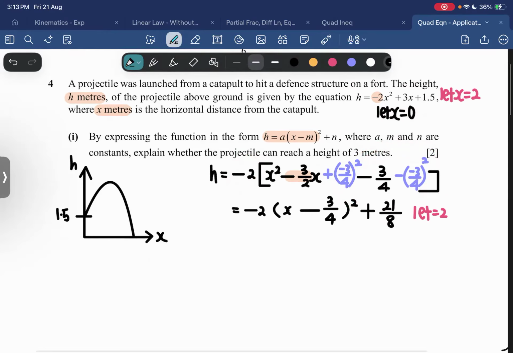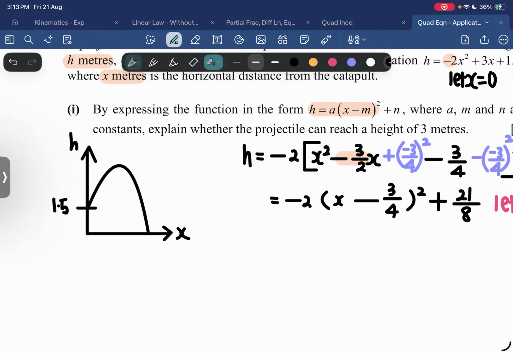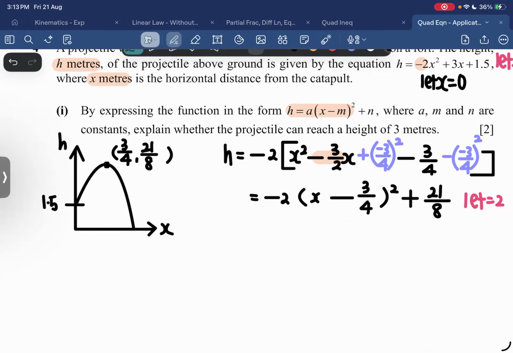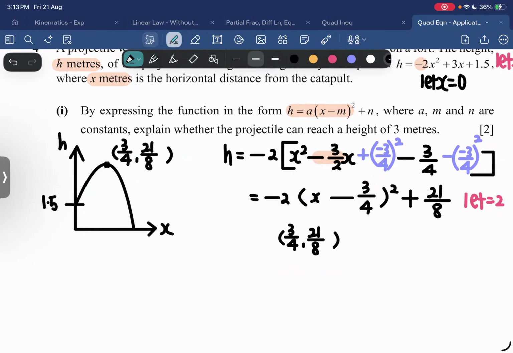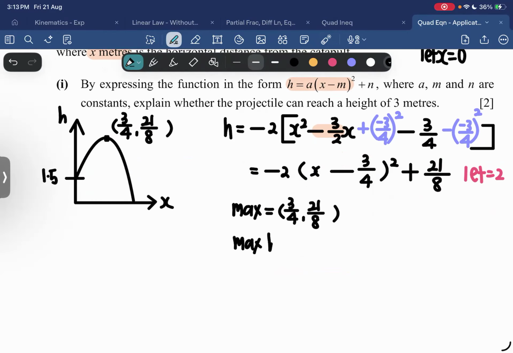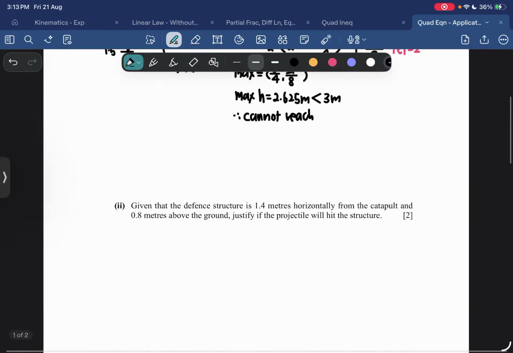So anyway, from here, you can actually tell this particular coordinate. You can see from here and here, this is 3 quarter as well as 21 over 8. So how do you explain this question? This is my maximum point. So you will put down, this is the coordinates of your maximum point. So your maximum height is 21 over 8, which is 2.625 meters, which is less than 3 meters. So therefore, it cannot reach the height of that. Not too scary, right?